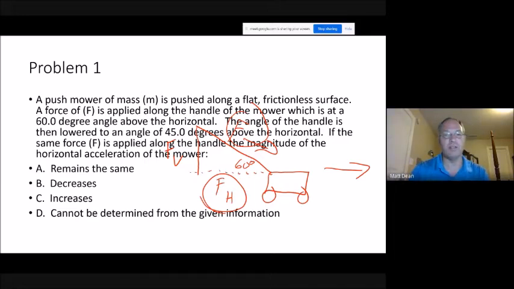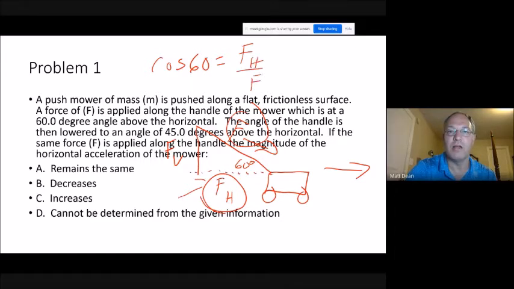So what we've got to figure out is which one of these is going to cause a bigger horizontal component, an angle of 60 degrees or an angle of 45 degrees. So to do that, let's use the cosine function, since this is the adjacent side to the angle. And let's say the cosine of 60 equals adjacent, F sub H, over the hypotenuse, which is our F. And let's do the same with the 45. Actually, let's solve that out. So FH is going to be equal to F times the cosine of 60. And that would be the same if the angle was 45.